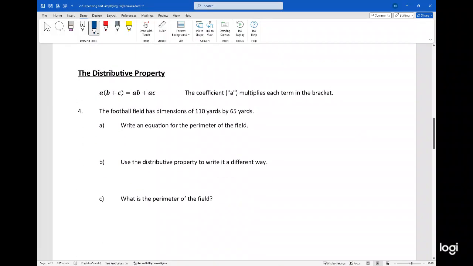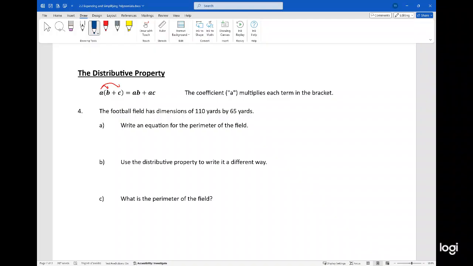The distributive property, this is just a fancy way of saying we're going to multiply a polynomial by something, in this case a monomial or a single term. And we remember that it goes to each term inside. So a times b plus c is a times b plus a times c. Everything in the bracket gets multiplied by the thing in front.